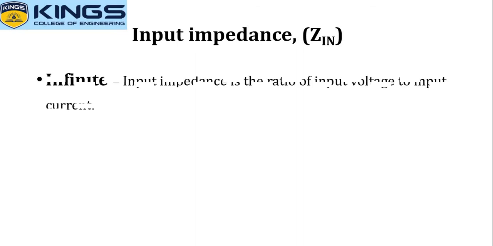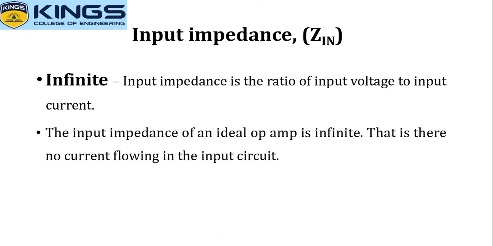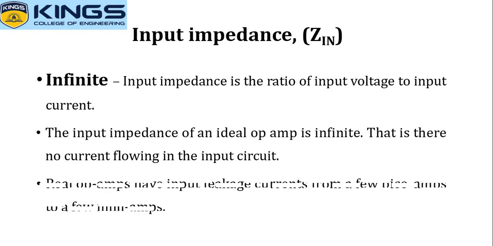The next one is input impedance, Zin. It is infinite. The input impedance is the ratio of the input voltage to the input current. The input impedance of an ideal op-amp is infinite. That is, there is no current flowing in the input. A real op-amp has input leakage currents from a few picoamps to a few milliamps.